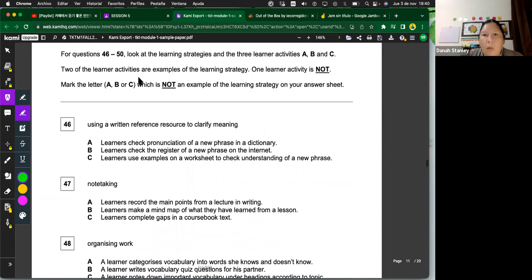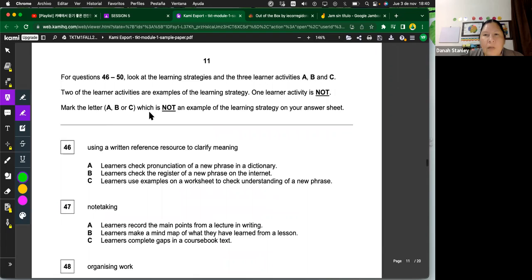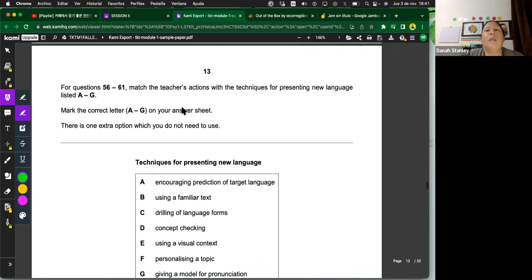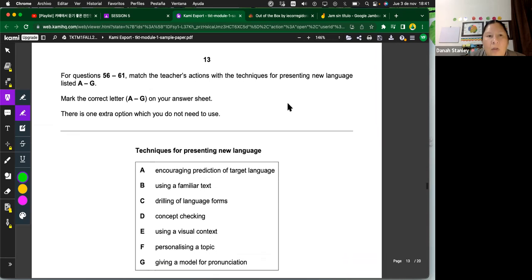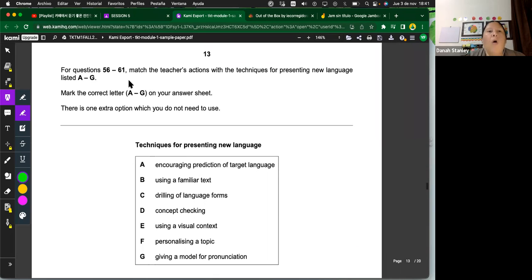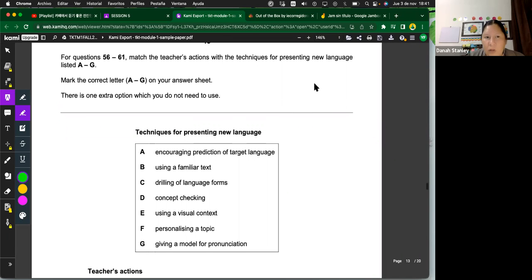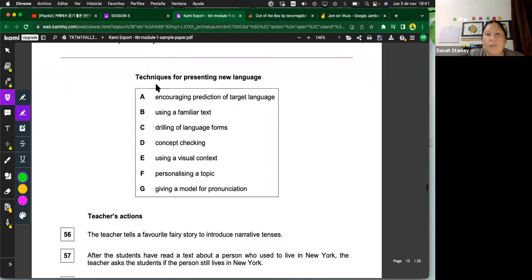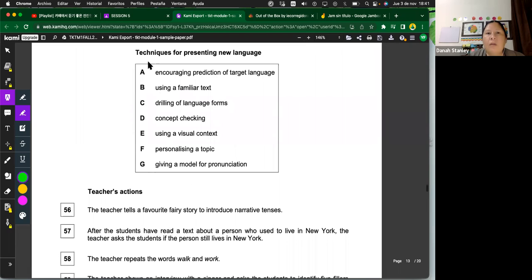Mistakes is tomorrow. Learning strategies is the Jam. L1 and L2. Techniques for presenting new language. So for questions 56 to 61, match the teacher's actions with the techniques for presenting new language, listed A to G. Mark the correct letter A to G on your answer sheet.